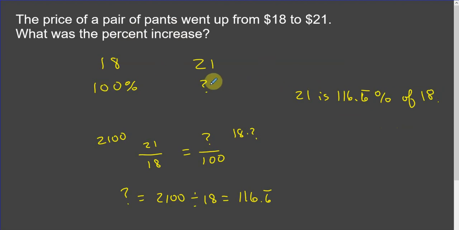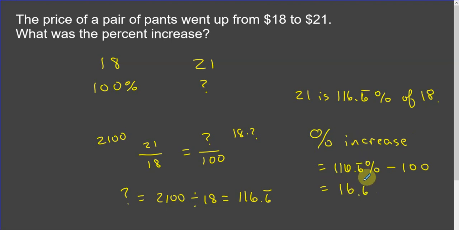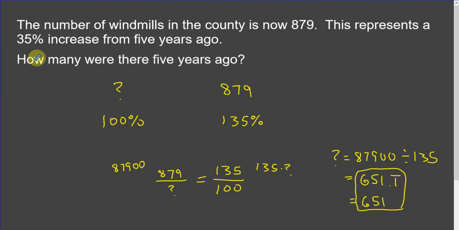It went from 100 to 116.6. So the percent increase will just be how much it went up by. So 116.6 minus 100. So just 16.6%. It was a 16.6 repeating percent increase. That's the final answer.